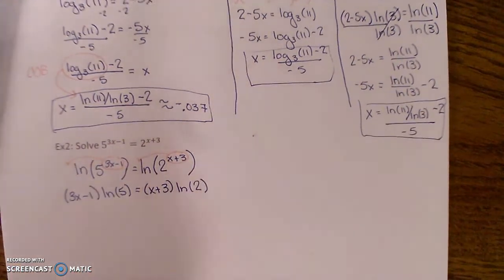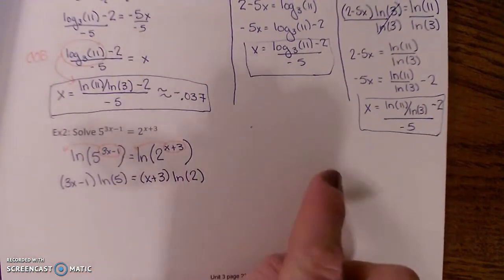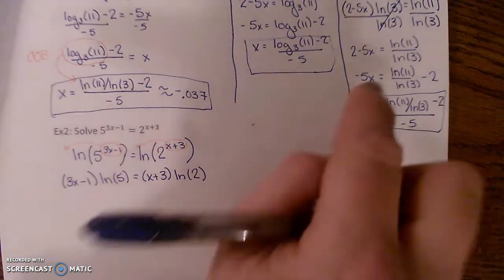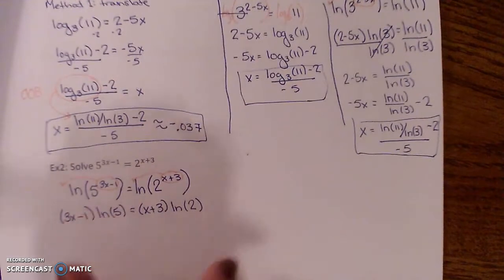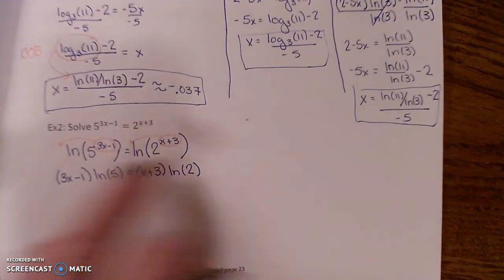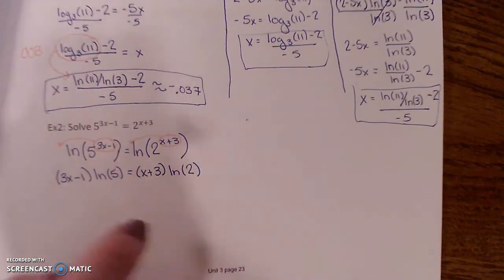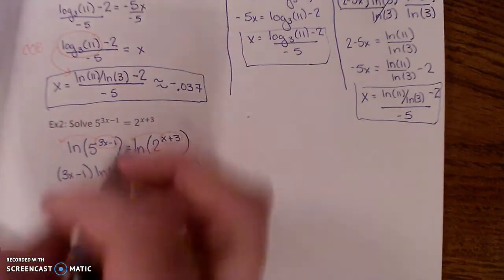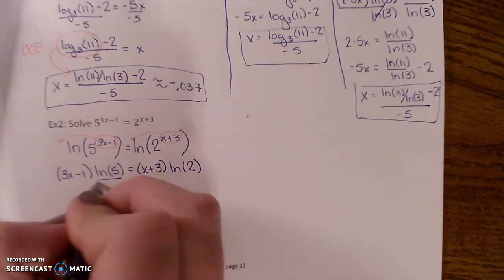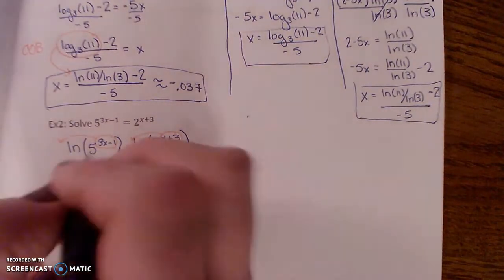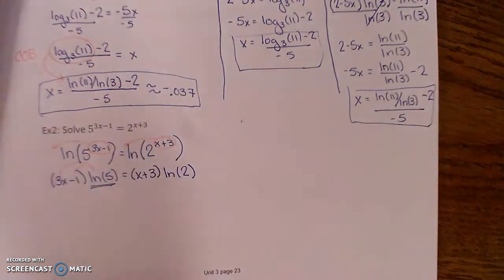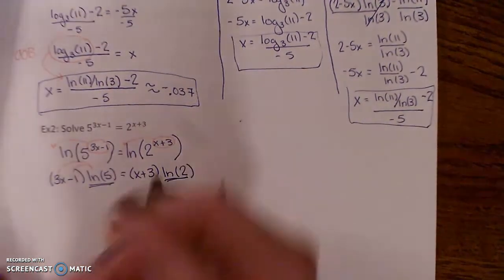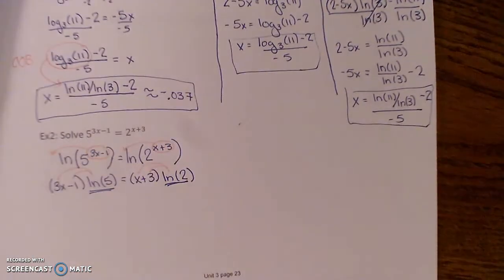All right, now it's not going to be as easy as this problem because I only had an x on one side of the equation here. In this example, I have x's on both sides of the equation. So here's what I'm going to do. I'm going to break up these parentheses by multiplying this natural log of 5, which is just a number. I'll distribute it into the parentheses here. And this natural log of 2, I'll distribute that into the parentheses as well. That'll open up those parentheses for me.